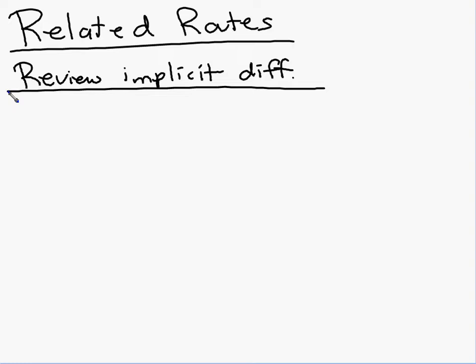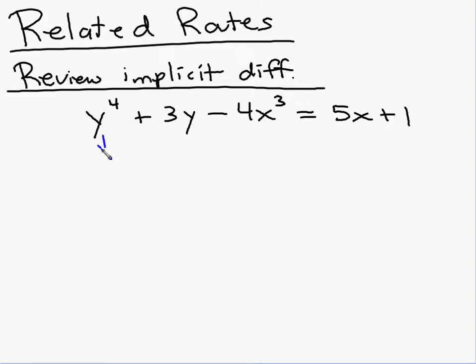that if I have something like y to the fourth plus 3y minus 4x cubed equals 5x plus 1, that is an expression that's got y's and x's in it, and we said that if I want to find the derivative of this using implicit differentiation, I do things normally, but when I do the derivative of a y term, this would be 4y to the third, I have to use the chain rule and say that that is times dy dx.